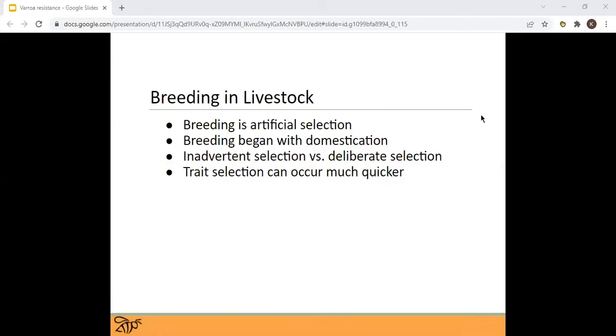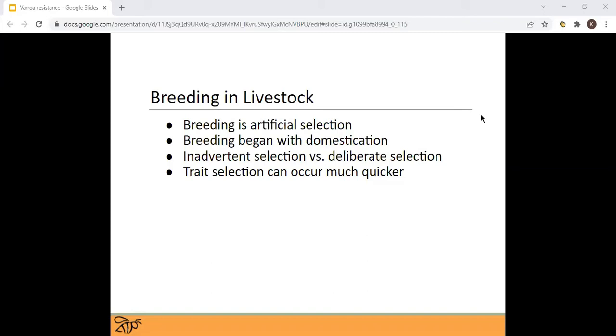When it comes to breeding, breeding is artificial selection, basically. Instead of it happening naturally, you're changing the conditions and you're choosing the traits that get passed on. So it's artificial selection, and this has been happening for centuries. Even before formal breeding programs were established, there was inadvertent selection that occurred simply through the domestication of animals.